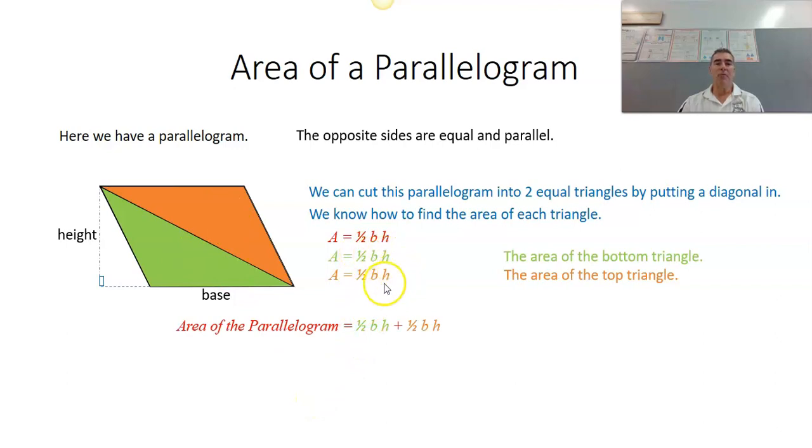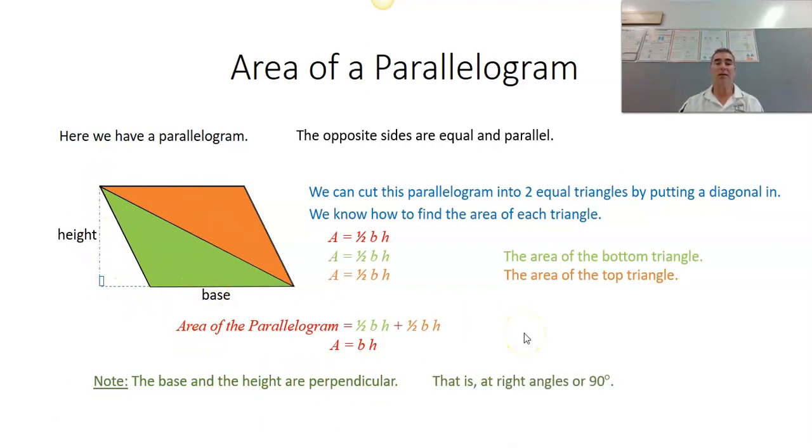So this area plus this area, and we notice we've got the same length bases and the same heights, and two halves make one whole. So a half BH plus another half BH gives us a full BH. So area is base times height in a parallelogram. Just be careful that you remember that your height and the base are perpendicular to each other. Sometimes the height's on the outside and sometimes the height is on the inside, so they're at right angles to each other.